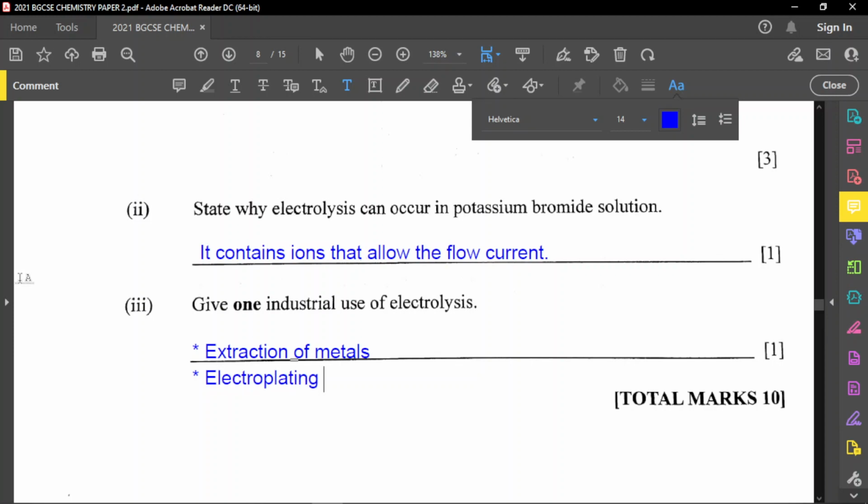Alright, so we have electroplating. We also have purification of metals as well. They can also help to purify metals. So purification of metals. All right. So yeah, that question is over as well. So going to question number 5 now.